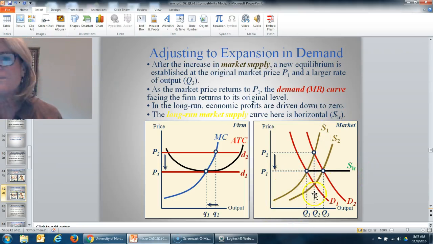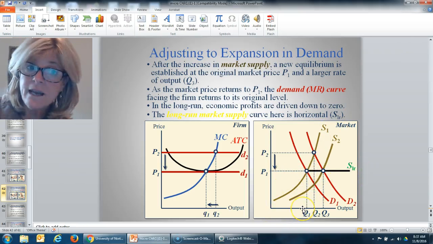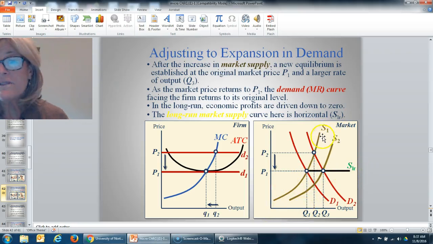Here's some short run supplies that are going to shift to the right, shift to the left, but in the long run, it's going to look like a really horizontal supply because demand might go up, but in the long run, you're going to end up at the same minimum of the average total cost curve. So the supply in the long run can be seen as kind of horizontal.